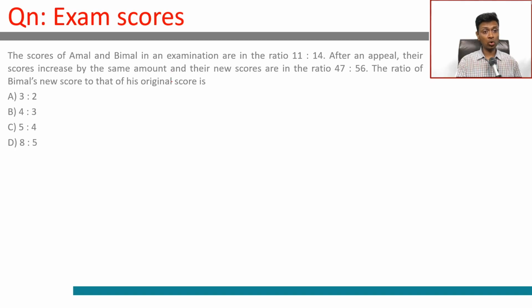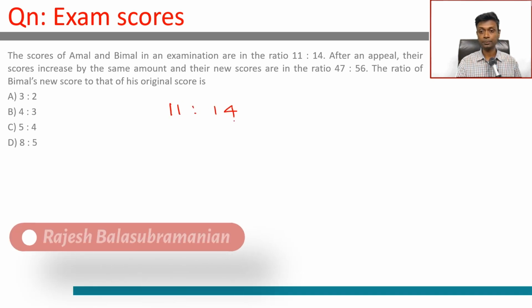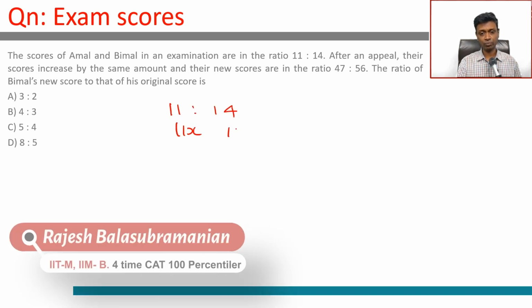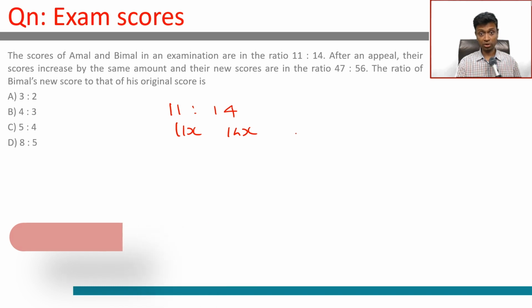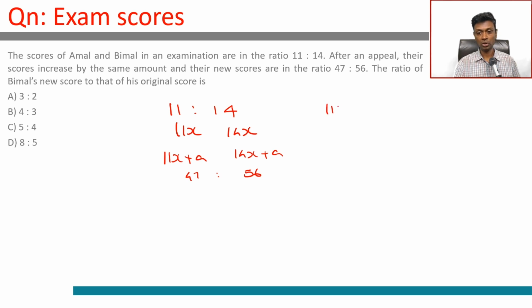Exam scores. The scores of Amal and Bimal in examination are in the ratio 11:14. So I'm going to take 11x and 14x. After an appeal, their scores increased by the same amount and their new scores are in the ratio 47:56. 11x plus a, 14x plus a. This ratio is 47:56. So 11x plus a into 56 is 14x plus a into 47.